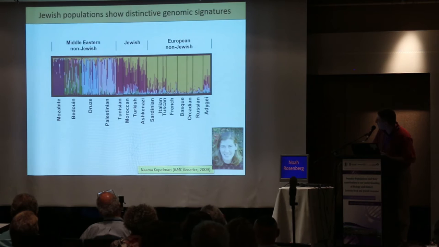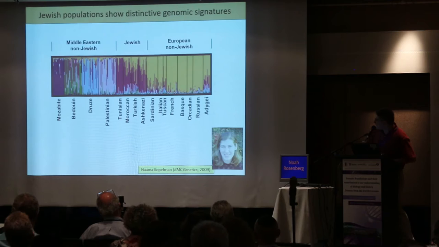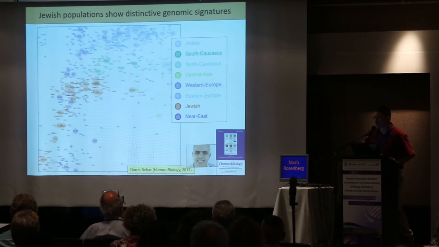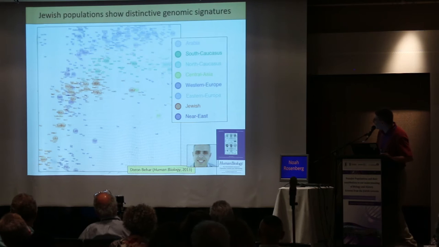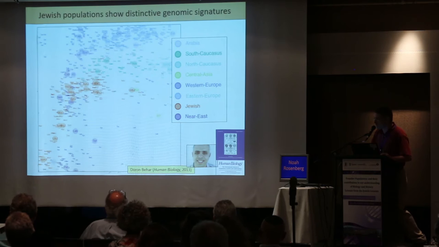So this is a smaller one of these kinds of studies. Daron and Harry have both done very, very large studies. We collaborated with Daron on one of these that looked at a much larger set of populations from around the Middle East, Europe, Caucasus region, and so on. And this is the data set that underlies the runs of homozygosity in Jewish populations that I'll show you in the next few slides.